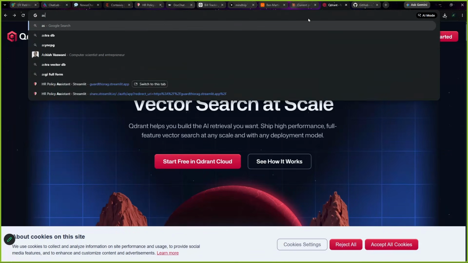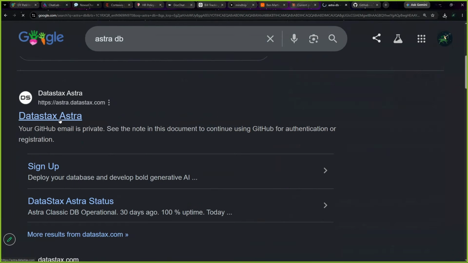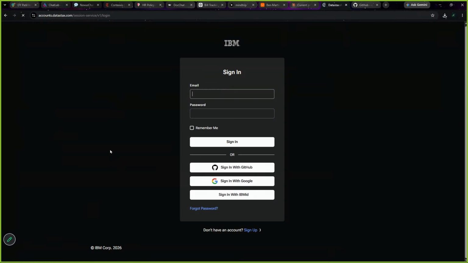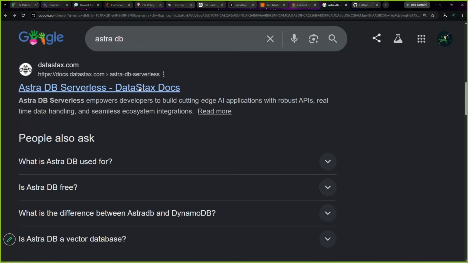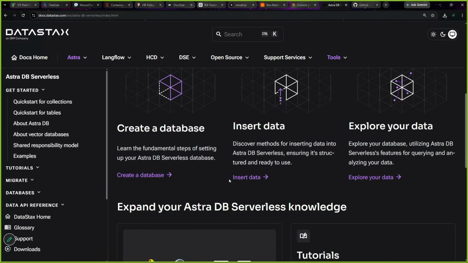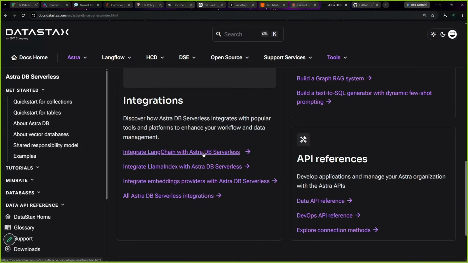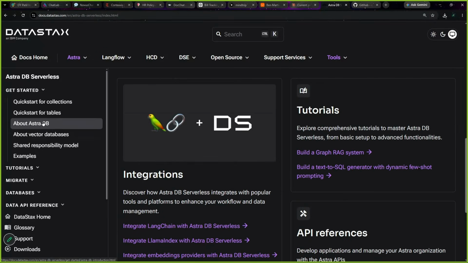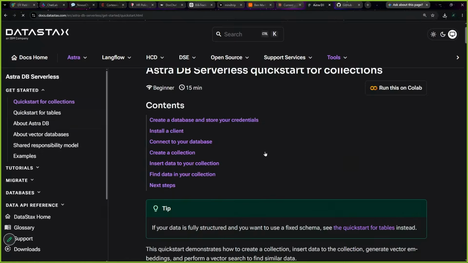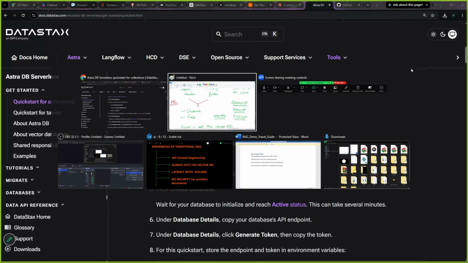Secondly, we have Astra DB. This is by DataStax. If I go to Astra DB, we have to log in. I can simply go to the documentation page and read about Astra DB. Astra DB is also one of the amazing databases. I've always used it. It is also compatible with LangChain. You can read about what these different words are, like quick start for collections. What do we mean by collection?